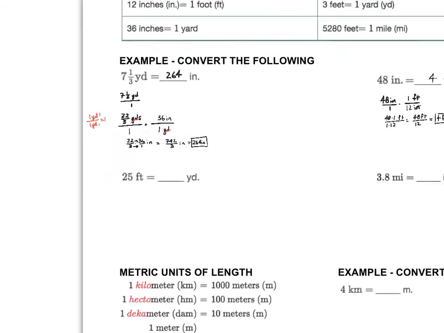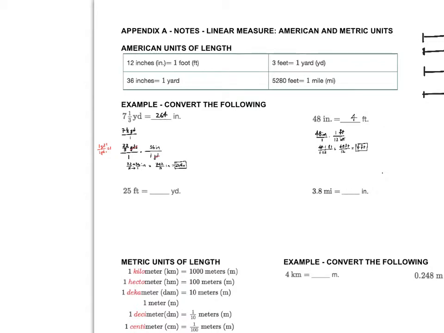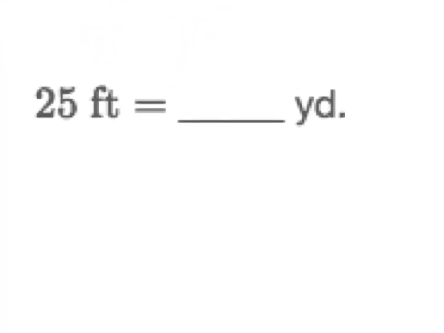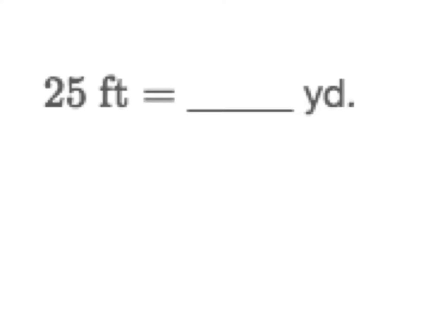25 feet is how many yards? Okay, so what do I have? I have 3 feet. Here's what we've got to look at: 3 feet is equal to 1 yard. So we're converting from feet to yards. All right, so what I'm going to do is come in here, and I've got 25 feet.